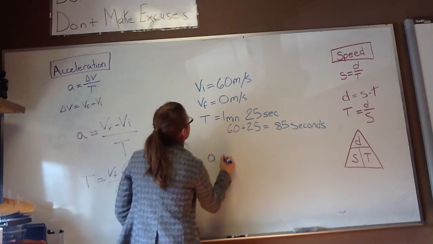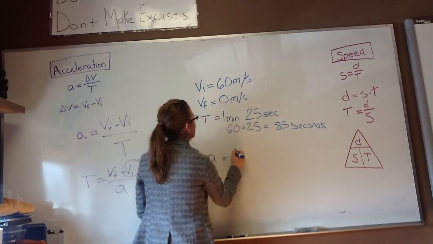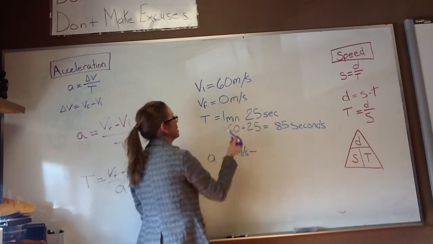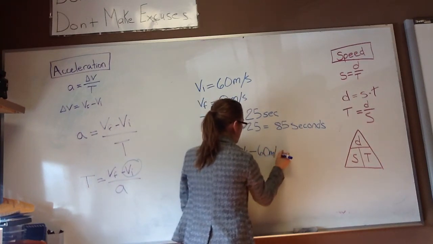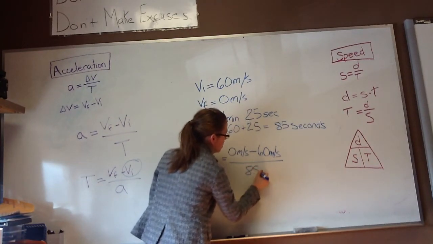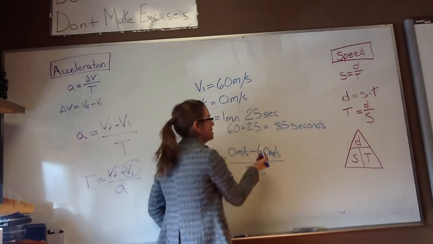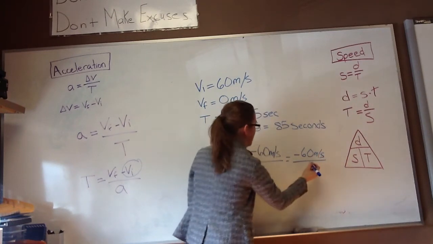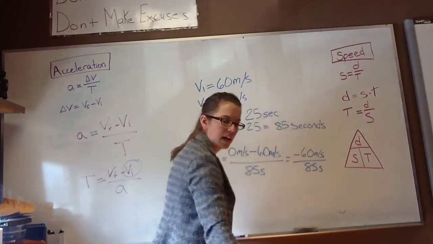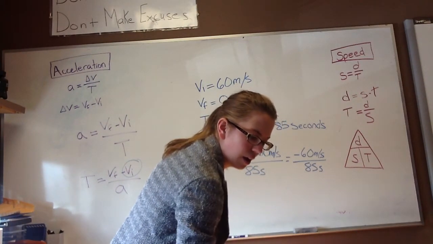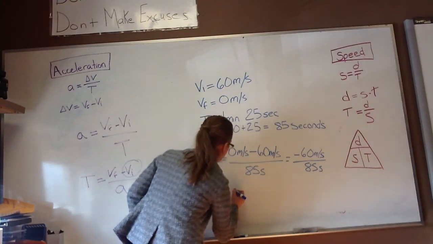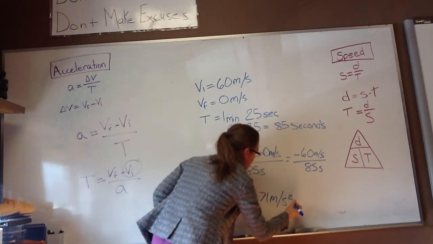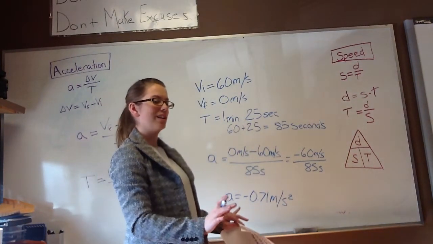So, acceleration is equal to Vf, which is 0 meters per second, minus Vi, the velocity we started with, 60 meters per second, divided by time, 85 seconds. 0 minus 60 is negative 60. Negative 60 divided by 85 seconds gives us negative 0.71 meters per second squared. So trains slow down very slowly.